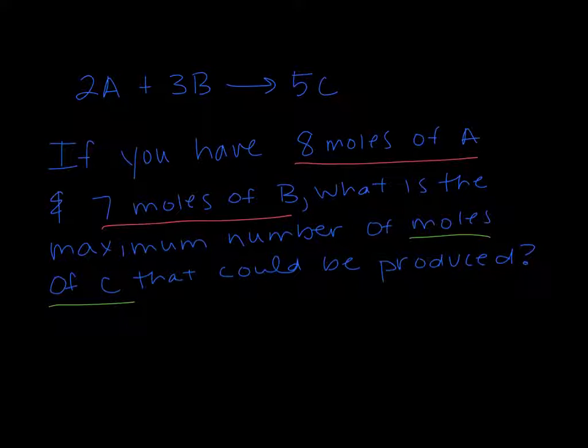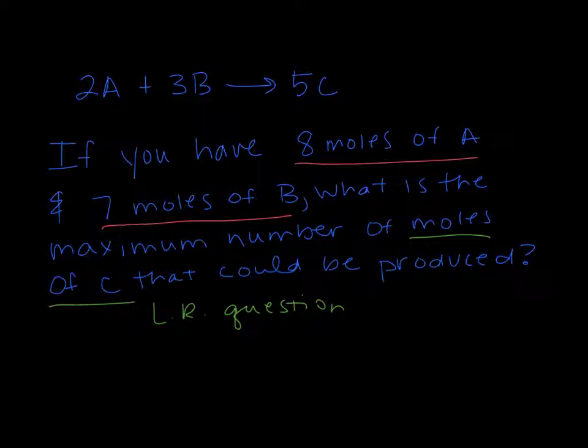So this is going to be a limiting reagent question, because we have 2 reactant amounts. So I'm going to first calculate how many moles of C can be produced from 8 moles of A, and then how many moles of C can be produced from 7 moles of B.